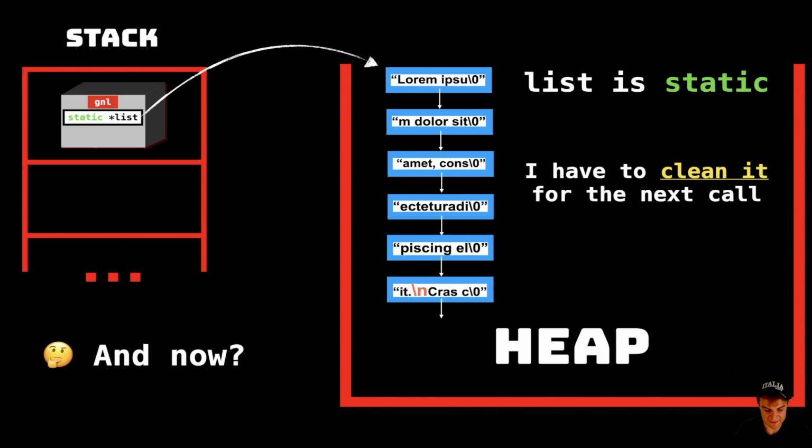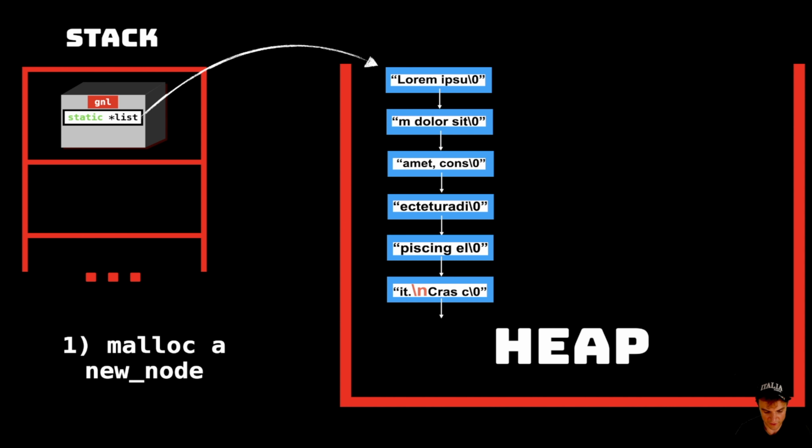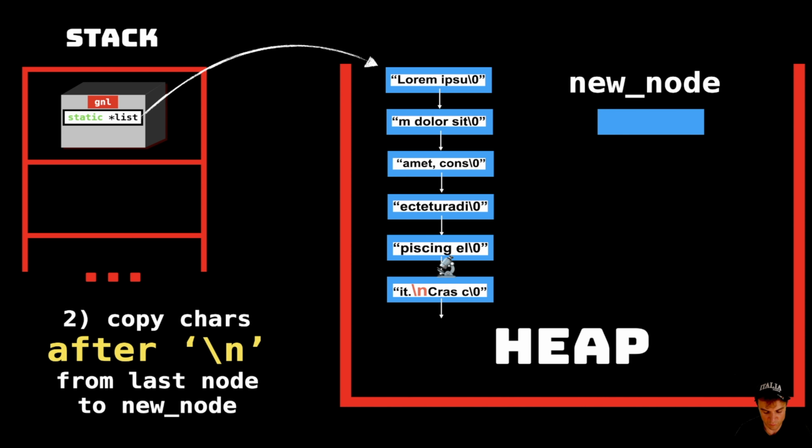Indeed, as I told you, the list is static, so it's gonna save its state in between the calls. And now we have just to remove all these nodes. So we are gonna malloc a new node. Boom. And then we are gonna copy the chars after the backslash n from the last node, of course. So I have this cross c backslash 0. Boom. I'm gonna copy them inside the new node. Perfect. These are the chars that were fetched by the read function, but we have not used in our call to get next line, right? So we have to save them. We need them for the next call to get next line.